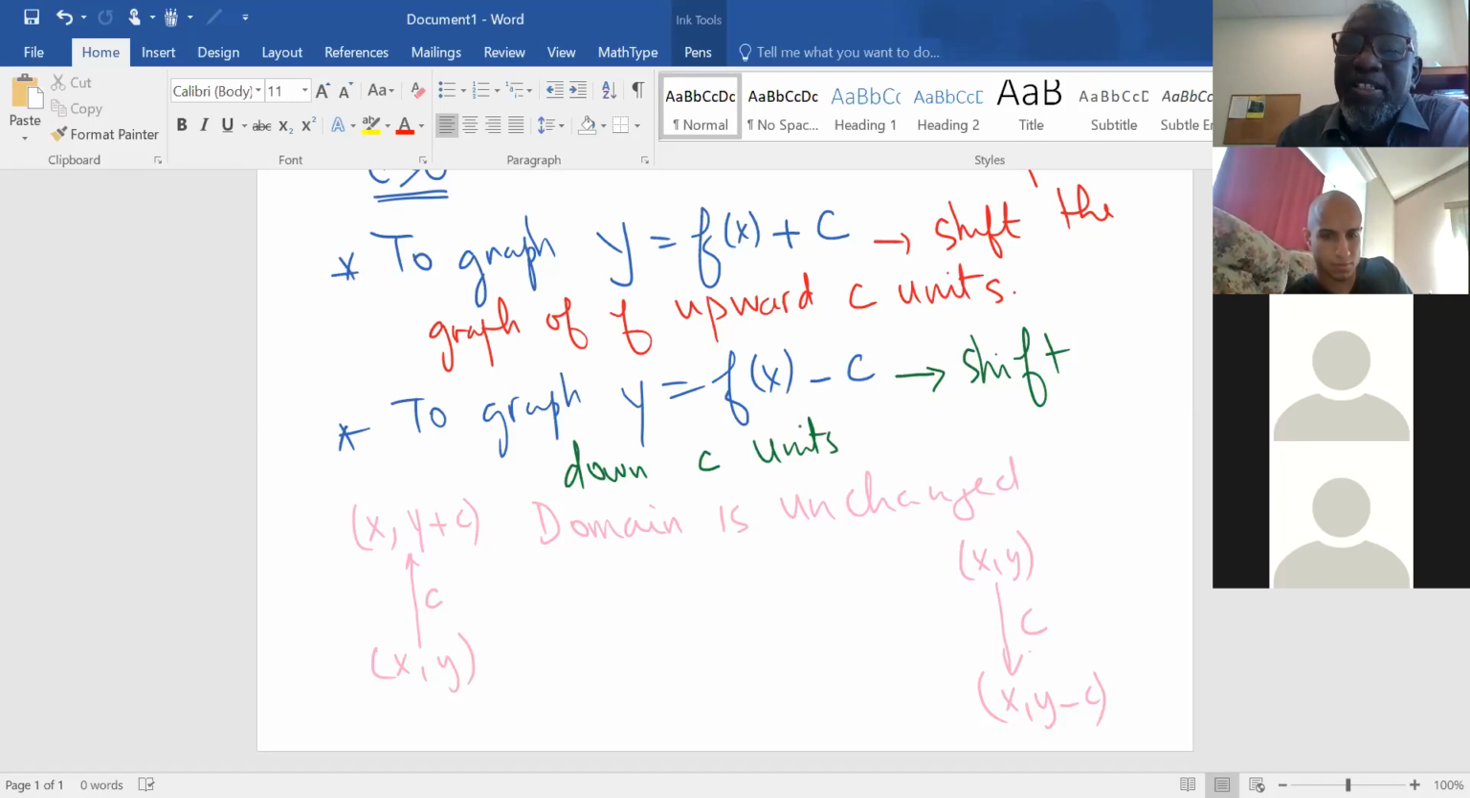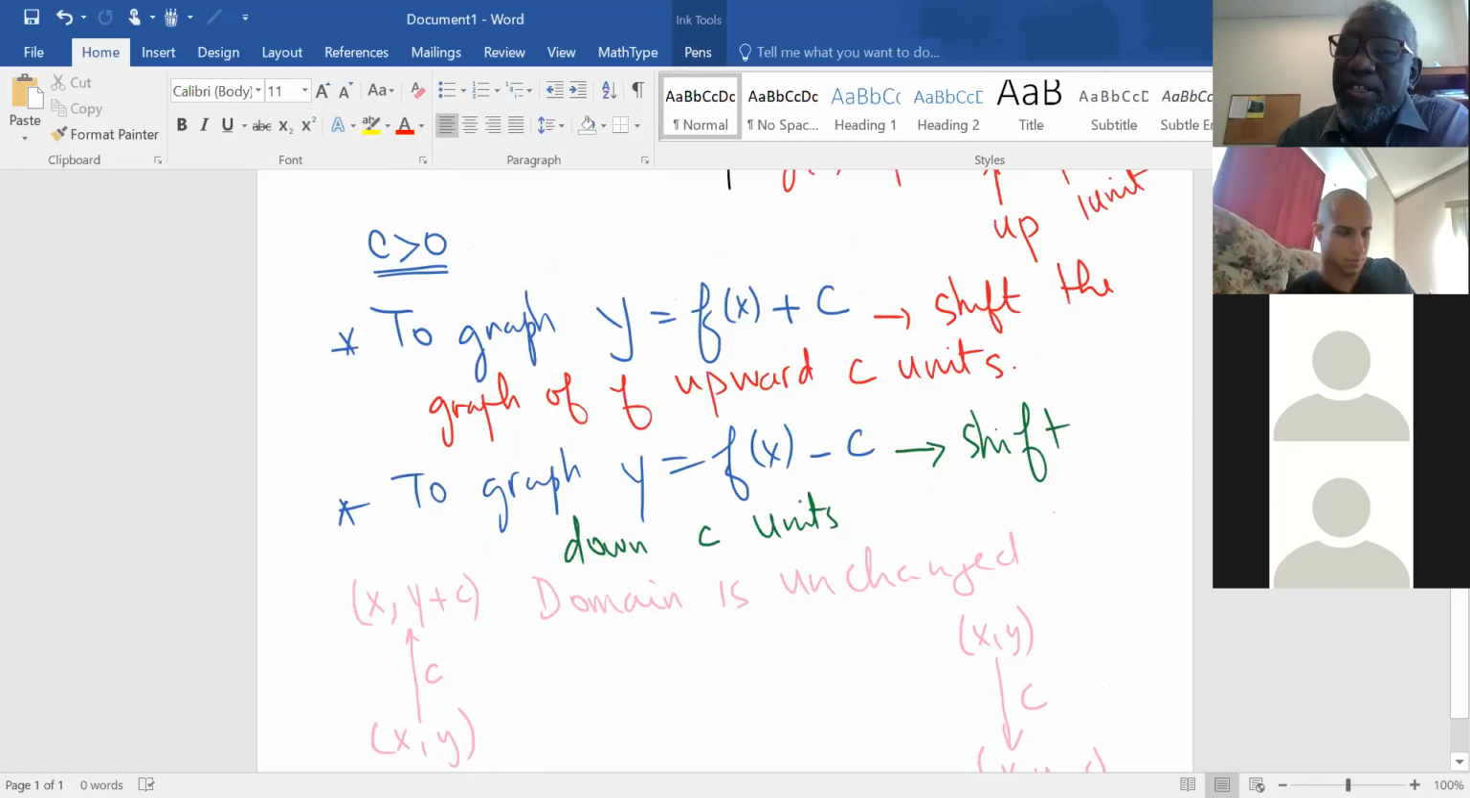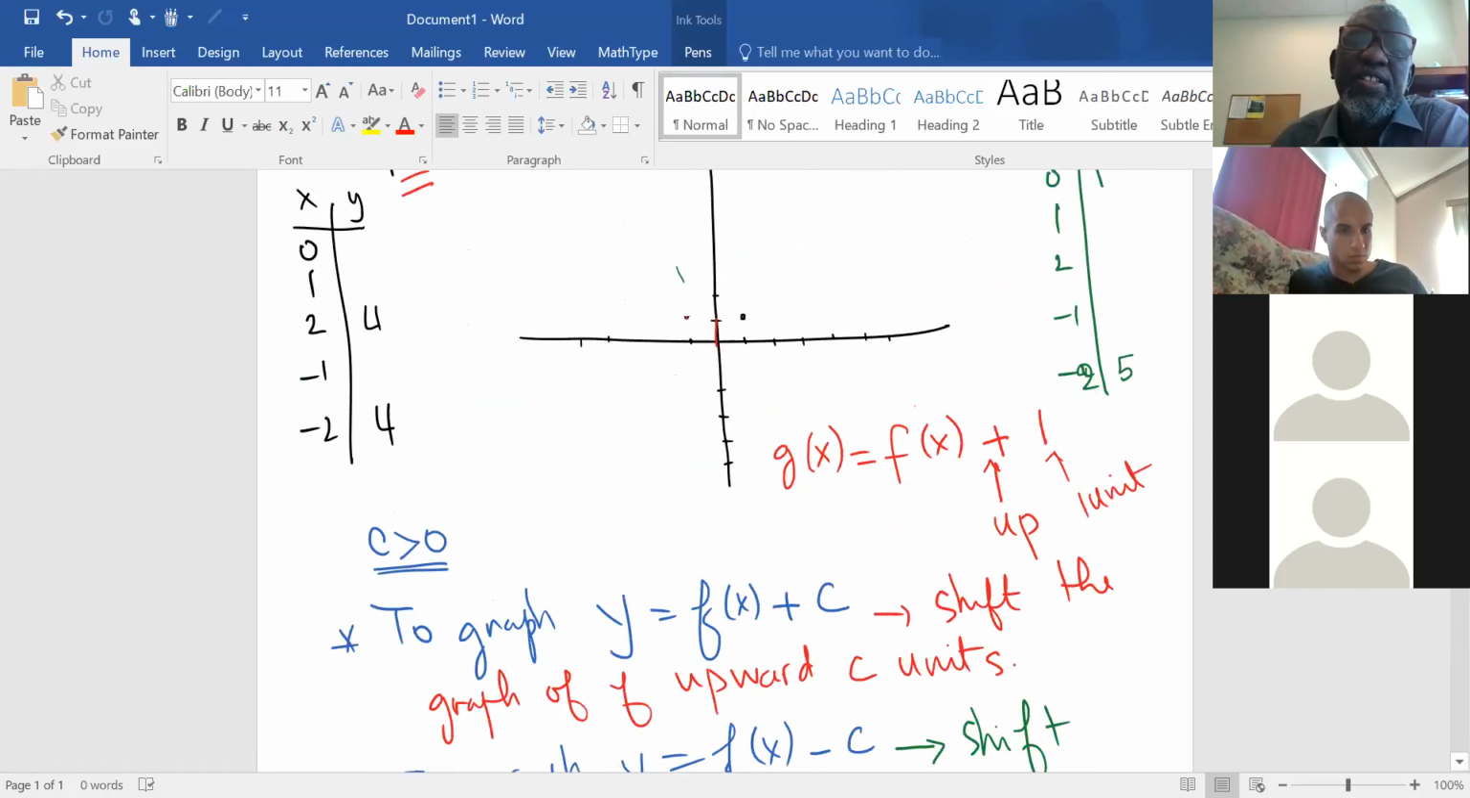But remember, that is our first transformation. When do we move a graph up or down? When you add or subtract something to the y, not the x. The plus is outside the parentheses, f of x plus c, or f of x minus c. Then you move up or you move down, right? So that is the first case.